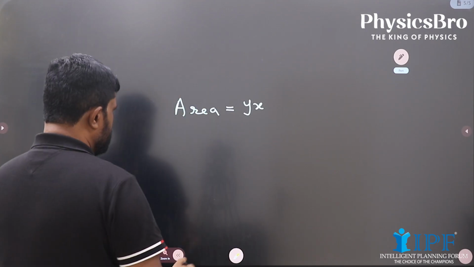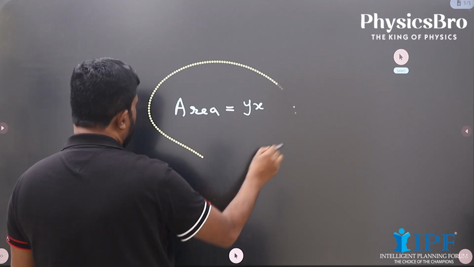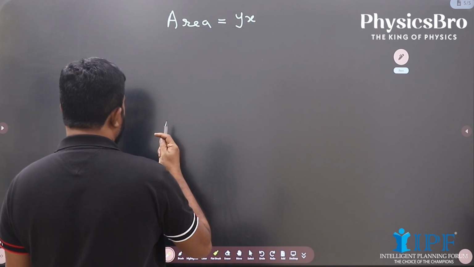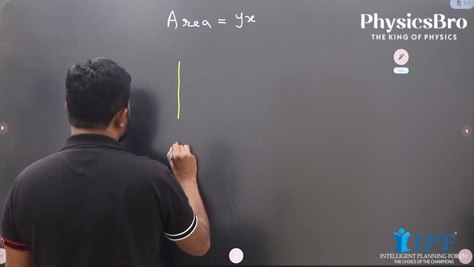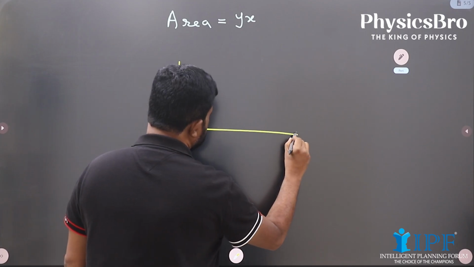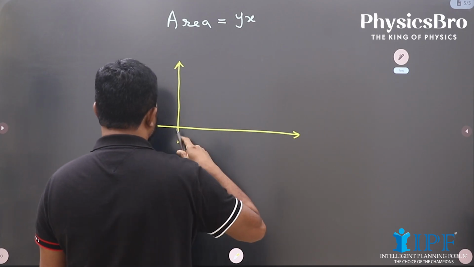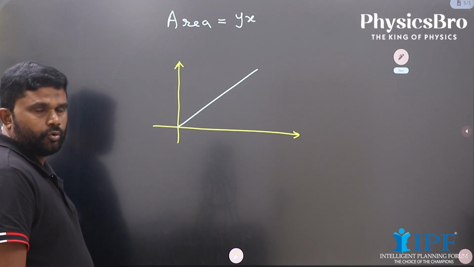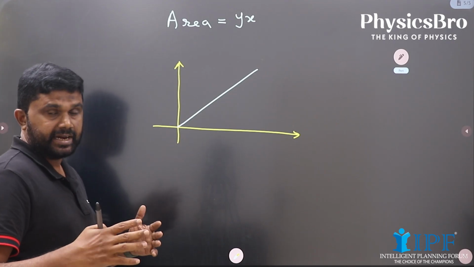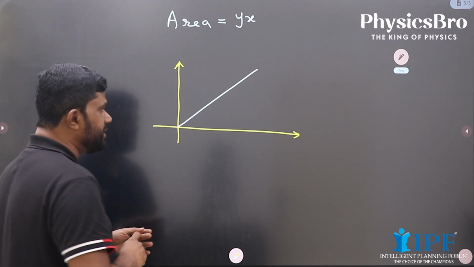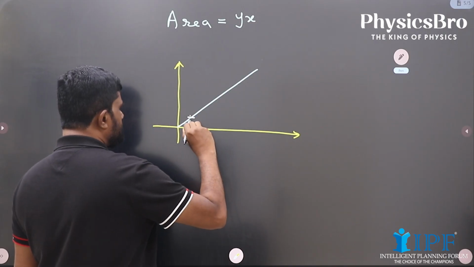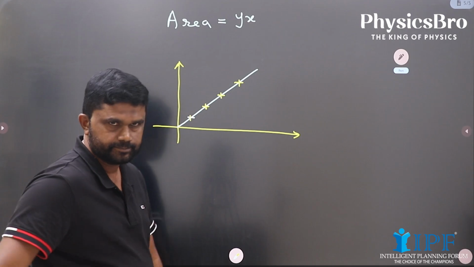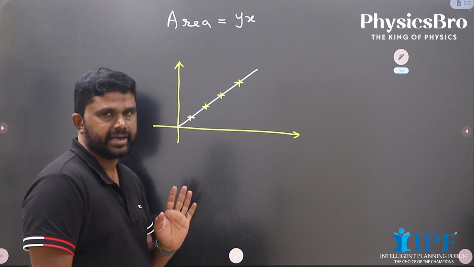What does it mean? A straight line graph will have a constant slope. Now see, this is the y-axis and this is the x-axis, and suppose this is the graph. The graph is a straight line and it will have a constant slope, meaning the slope of the line at this point, at this point, at this point are the same for a straight line graph.